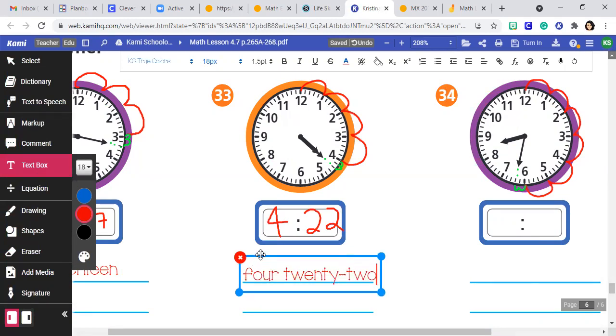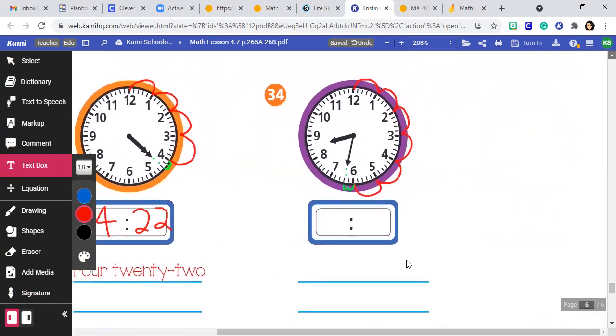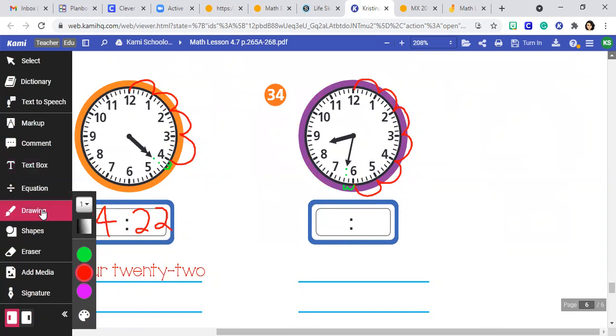And there it is written. And don't forget that dash in between 22. Number 34. My 5s, there are 6 groups of 5s that have gone by. You can see that in red. So I know that that's half past the hour or 30 minutes. And then you can see in green that my minute hand is 2 more. So 30, 31, 32. So the minutes past the hour are 32.